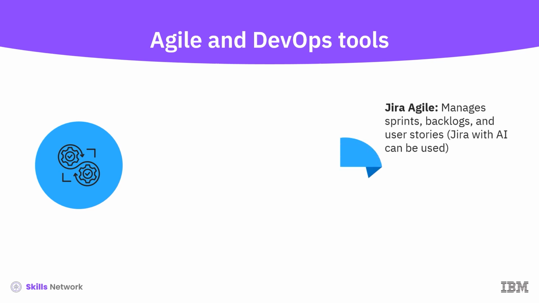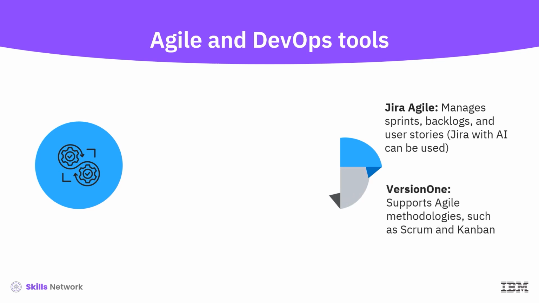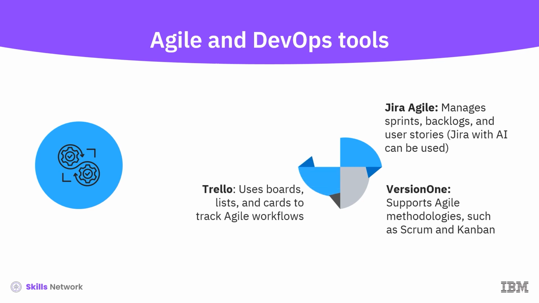Finally, in Agile and DevOps environments, specific tools assist business analysts in managing iterative processes. Jira Agile is instrumental in managing sprints, backlogs, and user stories, and integrates seamlessly with other Atlassian products. VersionOne supports Agile methodologies such as Scrum and Kanban, offering versatility in project management. Trello is known for its simplicity and flexibility, using boards, lists, and cards to manage Agile workflows and track project progress. Furthermore, Rally provides comprehensive Agile project management, aiding in planning, tracking, and managing iterations and deliverables, with strong support for large-scale enterprise frameworks.